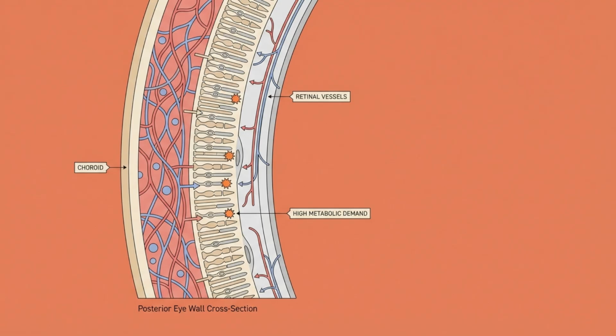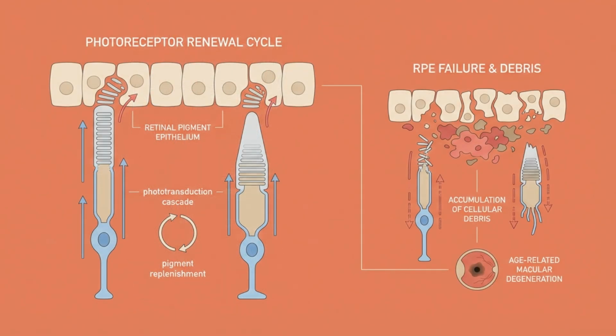The choroid is one of the most vascularized tissues in the body, delivering more blood per unit weight than almost any other organ. This is not incidental. Photoreceptors are among the most metabolically demanding cells in the body, and they consume oxygen and glucose at extraordinary rates. Each rod and cone is constantly cycling through a phototransduction cascade, a rapid sequence of molecular events triggered by light, and must continuously replenish its supply of photosensitive pigment.